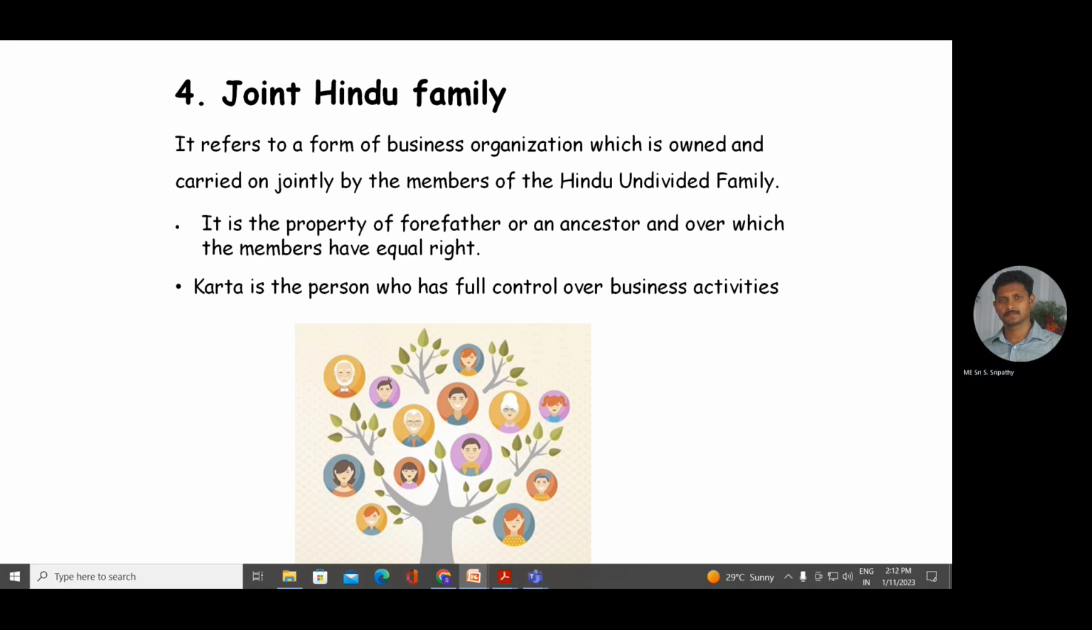Coming to the other business organization, joint Hindu family. It refers to a form of business organization which is owned and carried on jointly by members of a Hindu undivided family. It is the property of a forefather or an ancestor and over which the members have equal right. Karta is the person who has full control over the business activities.